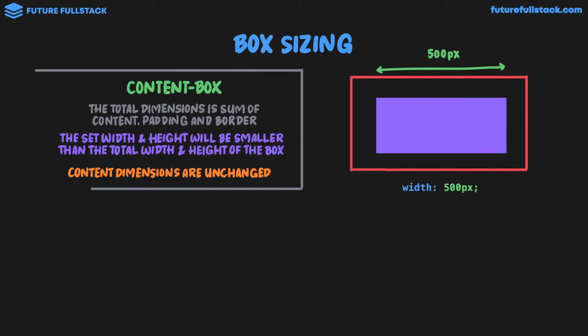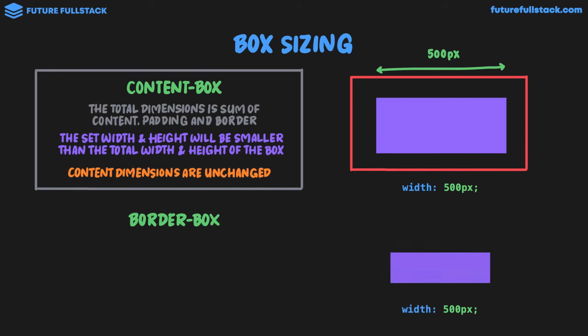So content box is the default behavior we've seen so far. Let's now talk about border box. For border box, if we set a width of 500 pixels, what this means, we'd actually end up getting something that looks like this, where now the total width is actually 500 pixels. That is, the content, padding, and border width all add up to 500 pixels.